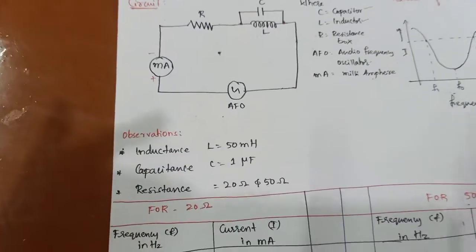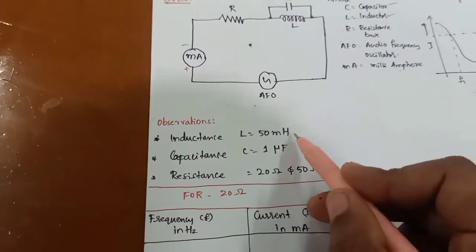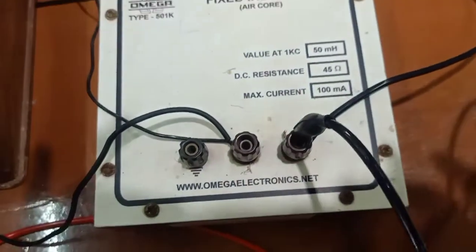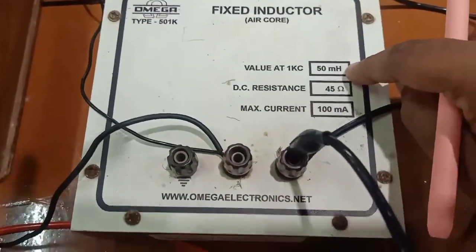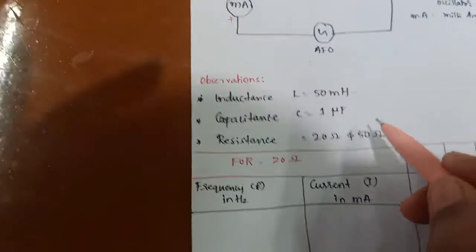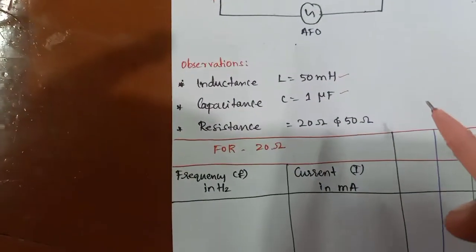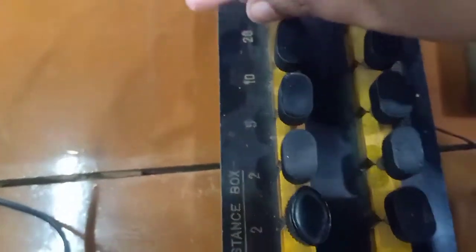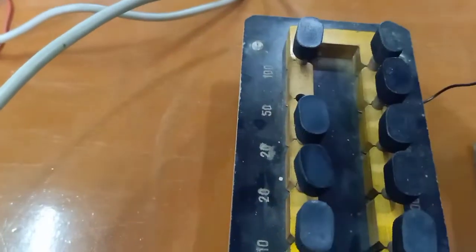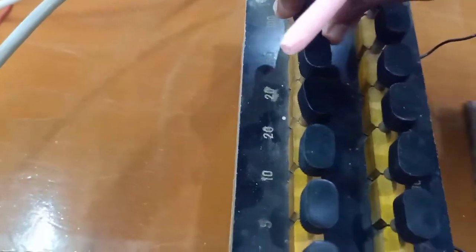In the observations, the inductor is of 50 millihenry, here we can see it, and the capacitance is 1 microfarad, here we can see it. The resistance is 20 ohm and 50 ohm. By plugging the key for 20 ohm, it is now 20 ohm, and by changing it, it will be 50 ohm.